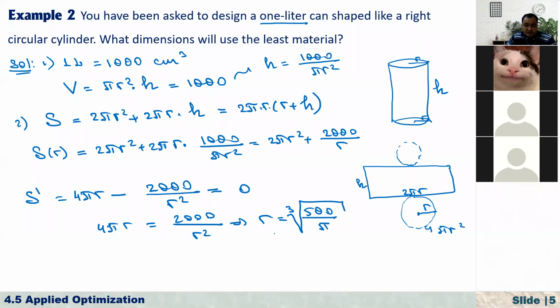So that is where it has a global maximum or minimum over the given interval. At this point, it must give us a maximum or minimum. But how do I know that when r equals this number, the cube root of 500 over π, it gives us a minimum or maximum value of S? To answer this question, we need to use the second derivative test. If you differentiate one more time, this is equal to 4π, and this minus comes to the front, so it becomes plus. So S double prime is equal to 4π plus 4000 over r³.